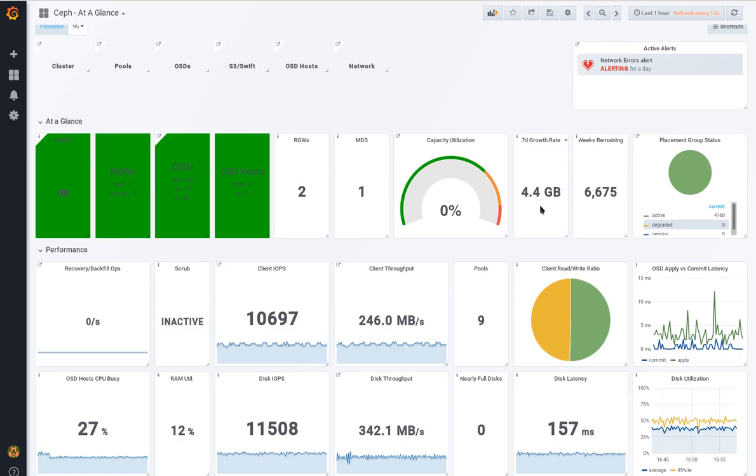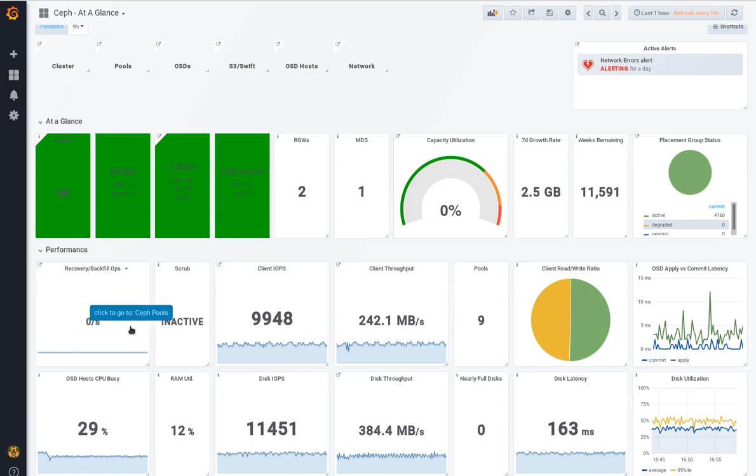So 7-day growth rate is basically a delta from the sample time from yesterday compared to the same sample time from 7 days ago. That gives us what the differential is, so what our growth rate is in those 7 days. And then the weeks remaining panel takes that growth rate and says, well, okay, if we're growing at that rate per week, how many weeks have I got, given that I know how much capacity I've got in the cluster? So that's why we've got the weeks remaining, which is huge, because this is just a test cluster.